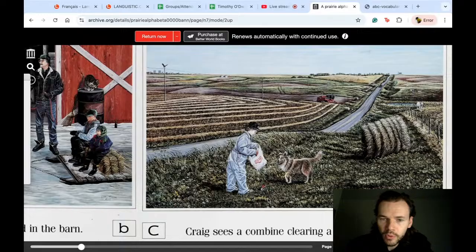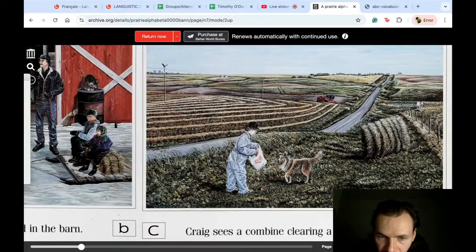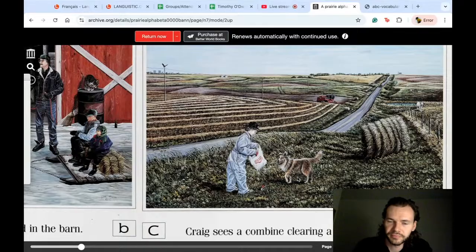We see a couple more animals in this picture. What animal is this? Very good. That is a dog. It's a dog. What letter of the alphabet does dog start with? Yes, very good. It's a D. D for dog.